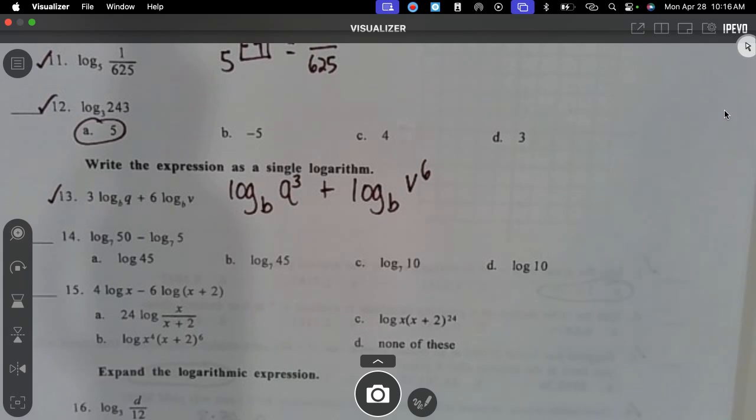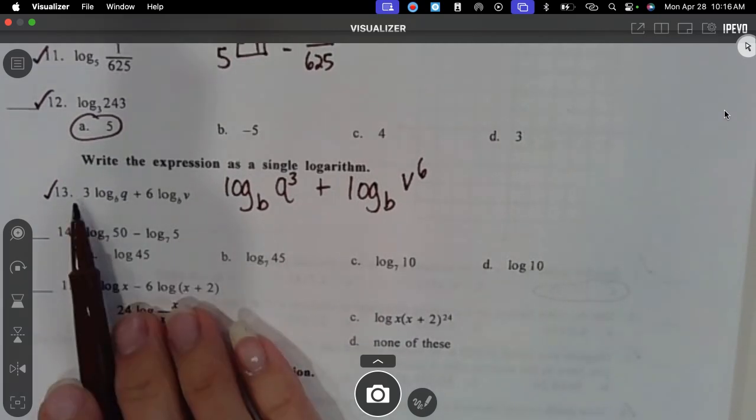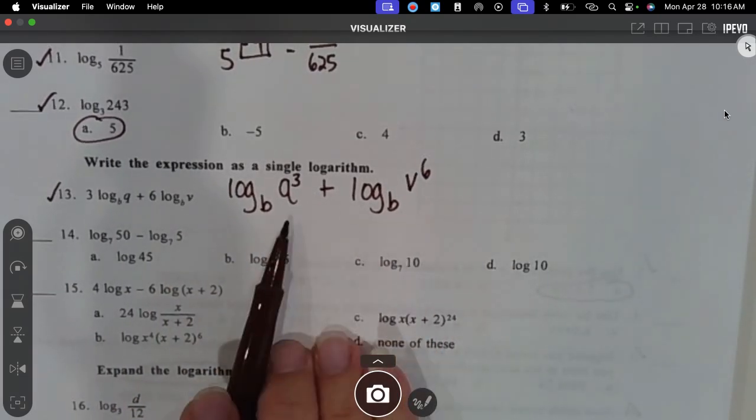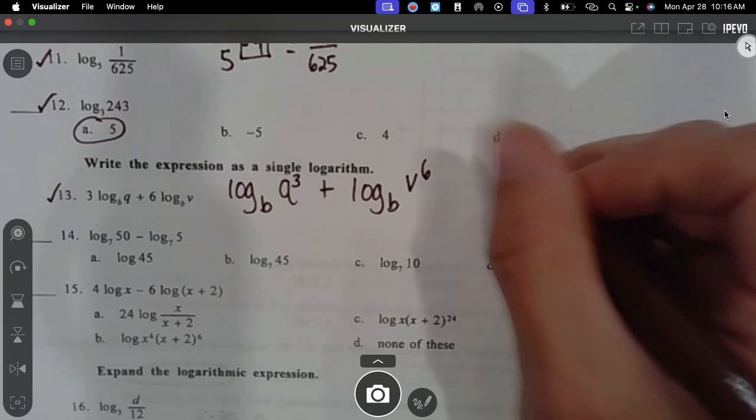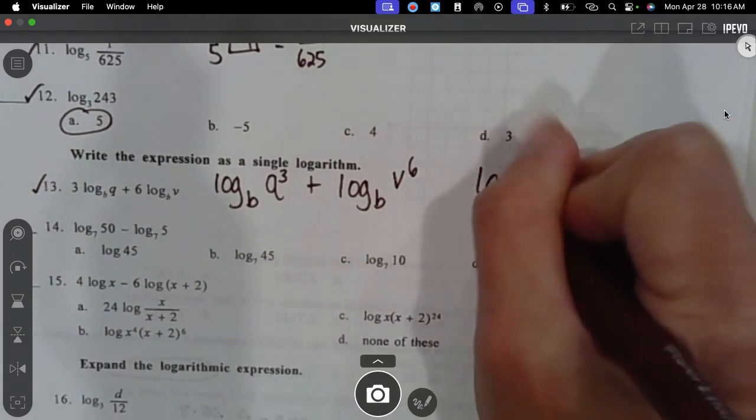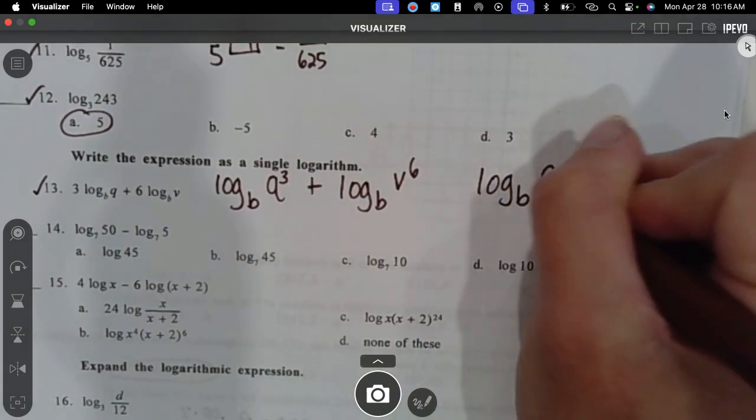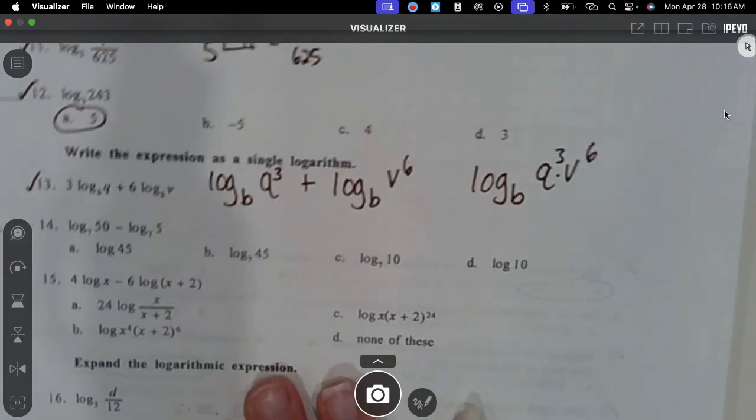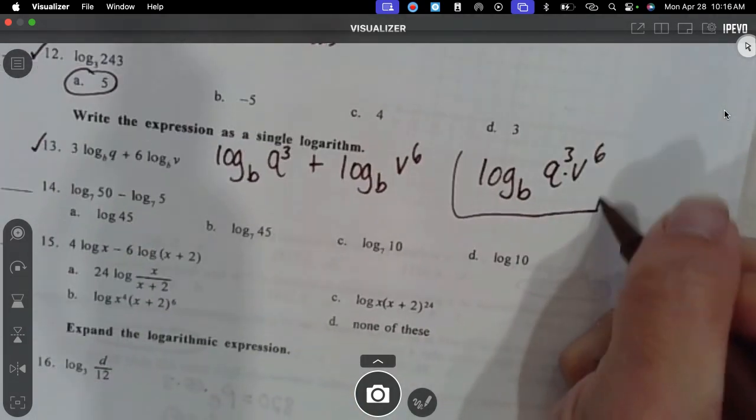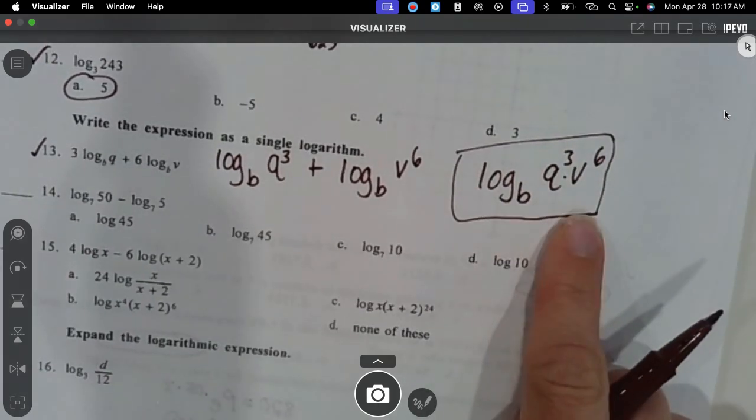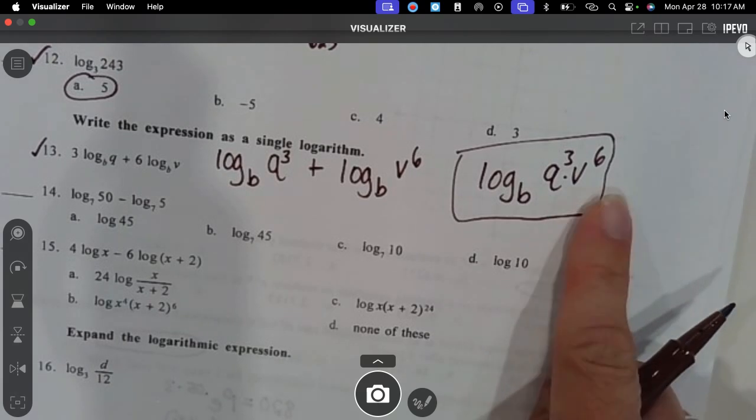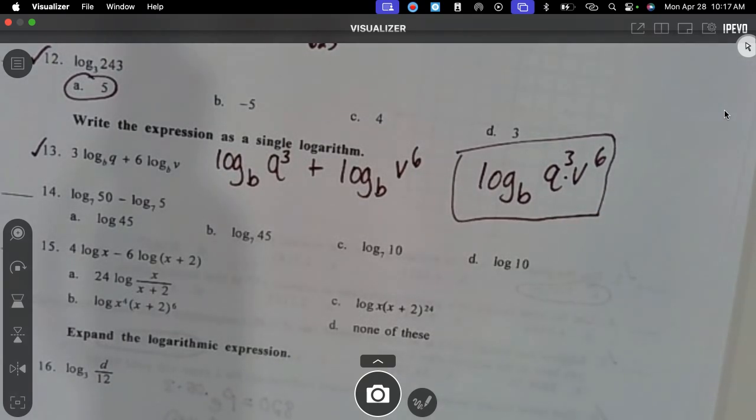You can do this in one step. That is fine. I'm just showing you each step. Number out front becomes the exponent. Now, how do I put these two together? Multiply. When we add, we multiply. Log base b of q to the 3rd times v to the 6th. You can put a little multiplication sign if you want. Q to the 3rd and v to the 6th. The 3 and the 6 are the exponents.